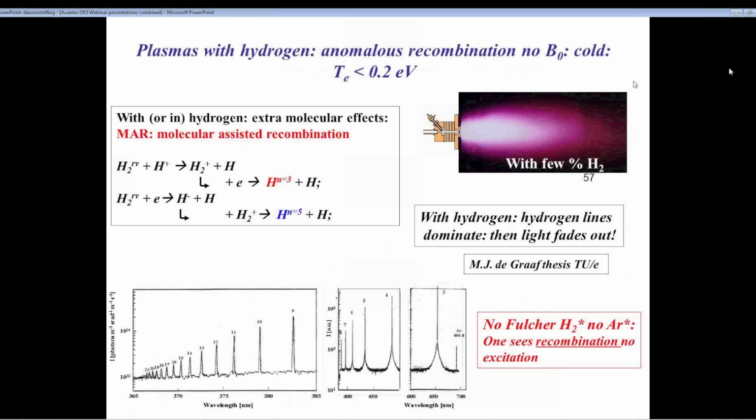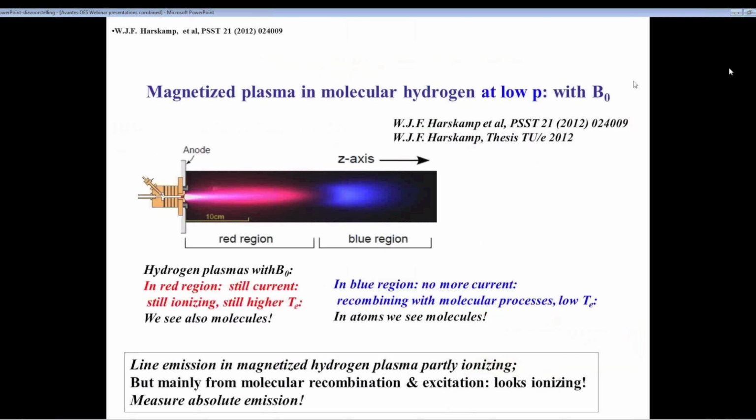So there is enough hydrogen that all argon ions are being recharged into hydrogen ions or ArH ions, which recombine in the H N spectrum. And here you see the dissociative recombination of molecular ions. That's what you see. No excitation, but recombination.